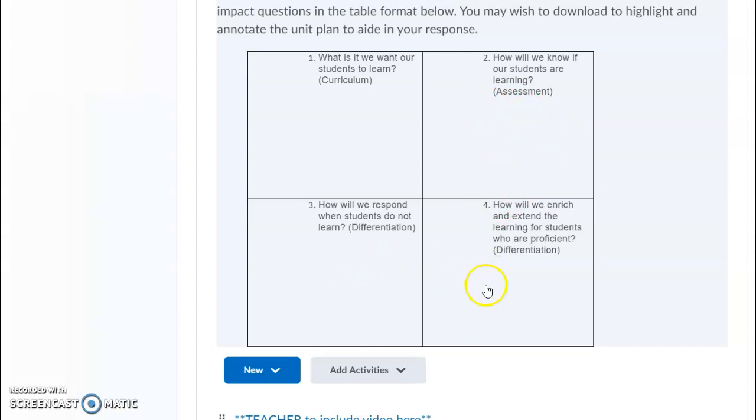Differentiation, so we've got 2 aspects here. So enriching and extending, so giving some kind of choice potentially, extension activities, what does that look like? What does the more challenging material look like, or giving an entry point for all learners, but then able to extend the ones that are more proficient. Thinking about the synthesis type questions here.